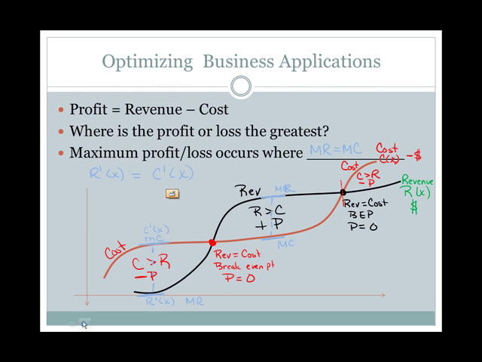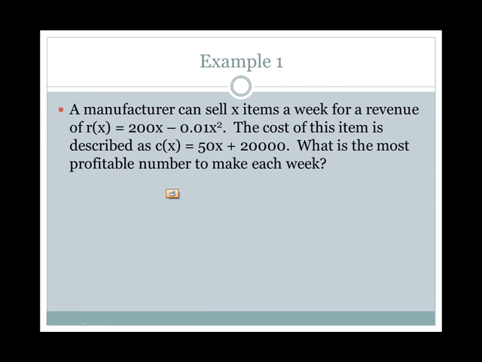Let's put some of this to use. So we're going to be using a couple of things. Remembering that maximum profit is where the change in revenue equals the change in cost, and also that profit equals revenue minus cost. All right, so let's take a look at making some business decisions here. A manufacturer can sell x items a week for a revenue given by R of x. The cost of this item is given by C of x. What is the most profitable number to make each week?